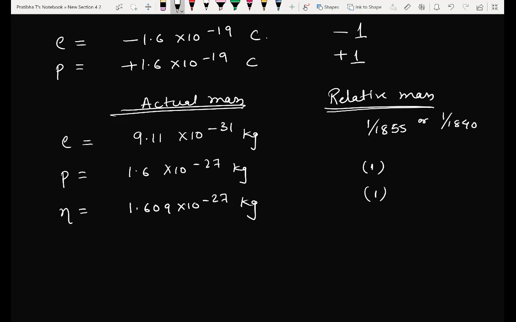As you can see, the mass of the electron is much smaller than the mass of the proton and the neutron. That's why, for considering the mass number, we are not going to consider the electron. We are just going to consider the neutron and the proton.